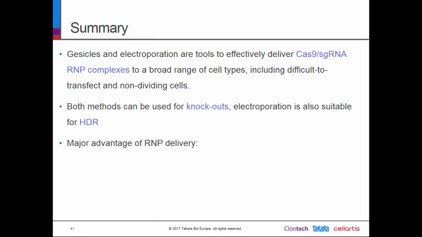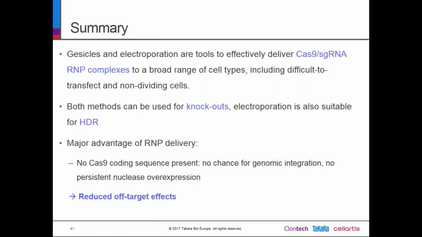And the major advantage of the RNP delivery is that there's this short burst of activity of the Cas9 protein. So there's no coding sequence present, so no chance for genomic integration and no persistent nuclease overexpression. And this really helps to reduce off-target effects.